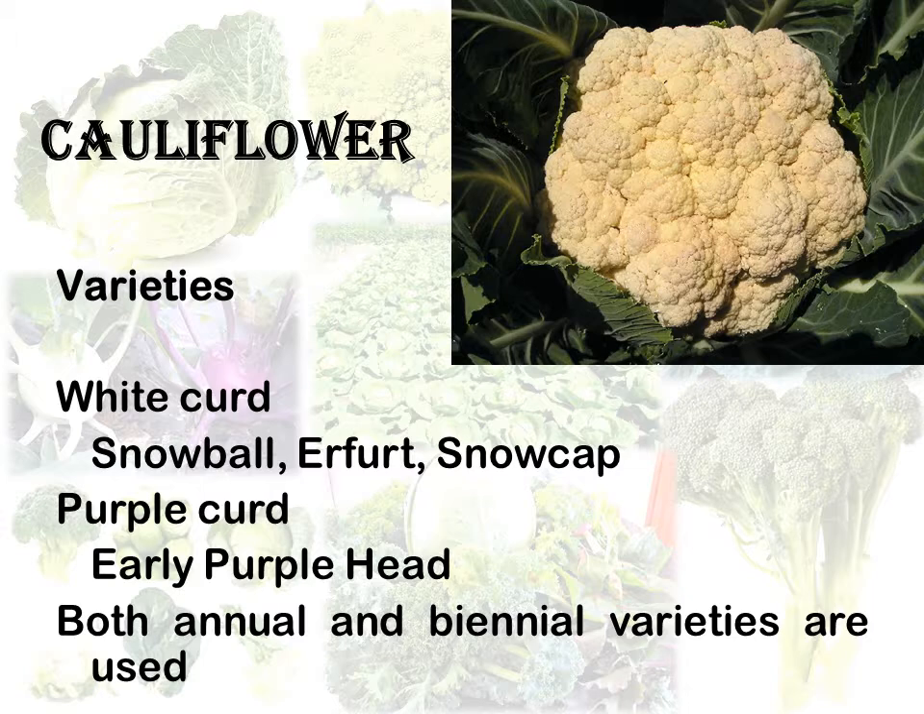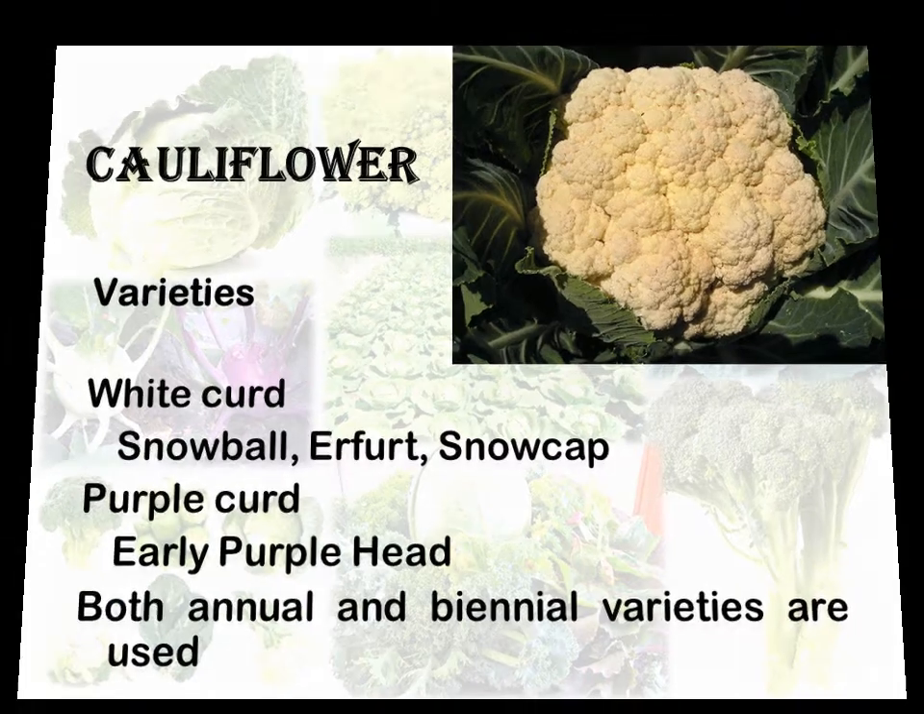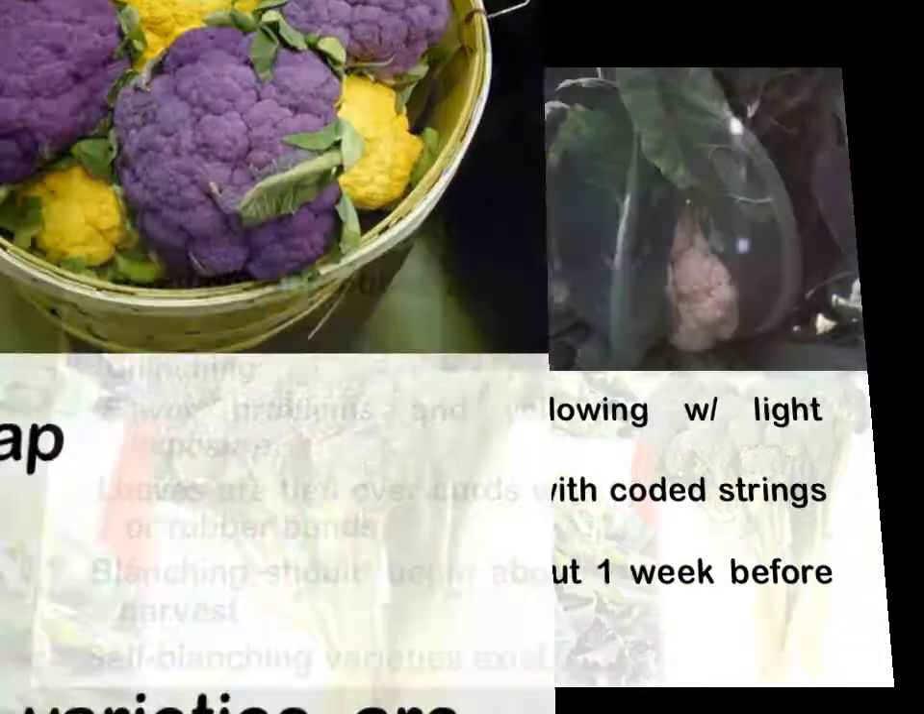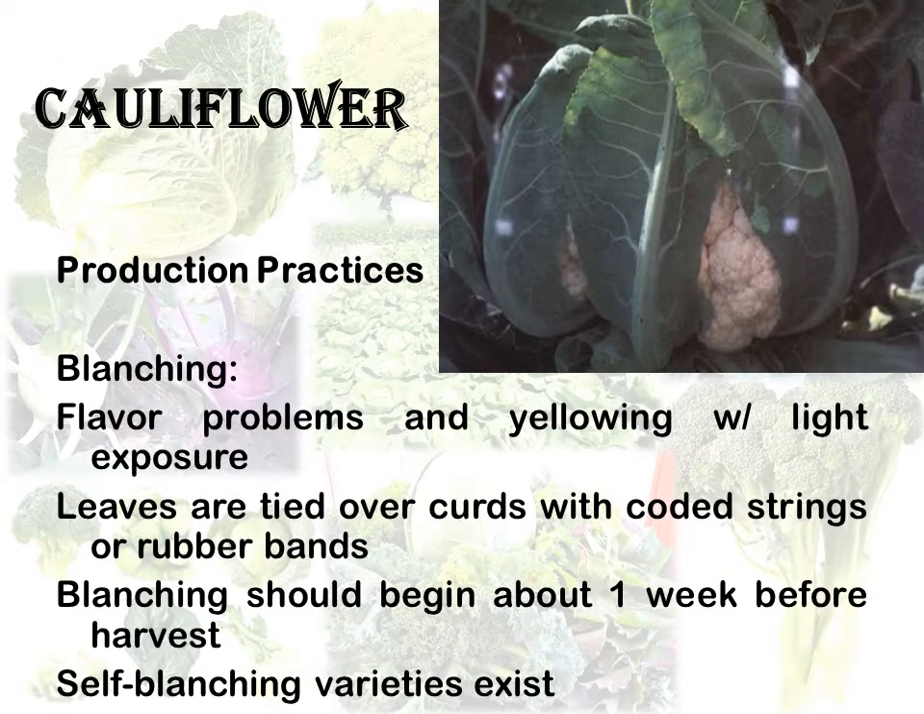Again, purple curd, early purple head. So both annual and biennial varieties are used. You can see this is again the purple curd. Then this is again the cauliflower. So one of the practices, this is very important from your examination point of view.